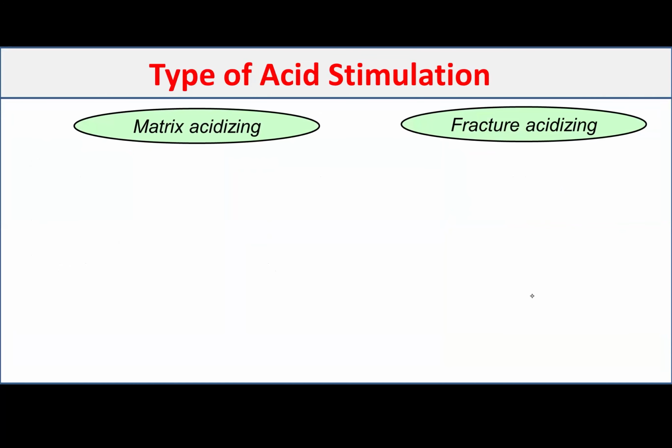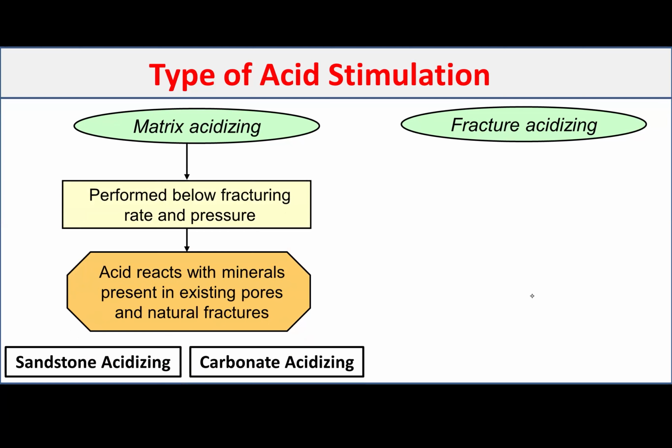So we mainly have two types of acid stimulation treatment. The first one, we call matrix acidizing. The second one, we call fracturing acidizing. And the distinction between these two is really simple. It depends on the rate and the pressure that you, as a completion engineer, decided to use during the treatment. If you say, I'm doing matrix acidizing, this means the injection rate and the injection pressure that you apply at the surface will be less than the fracture pressure of the formation.